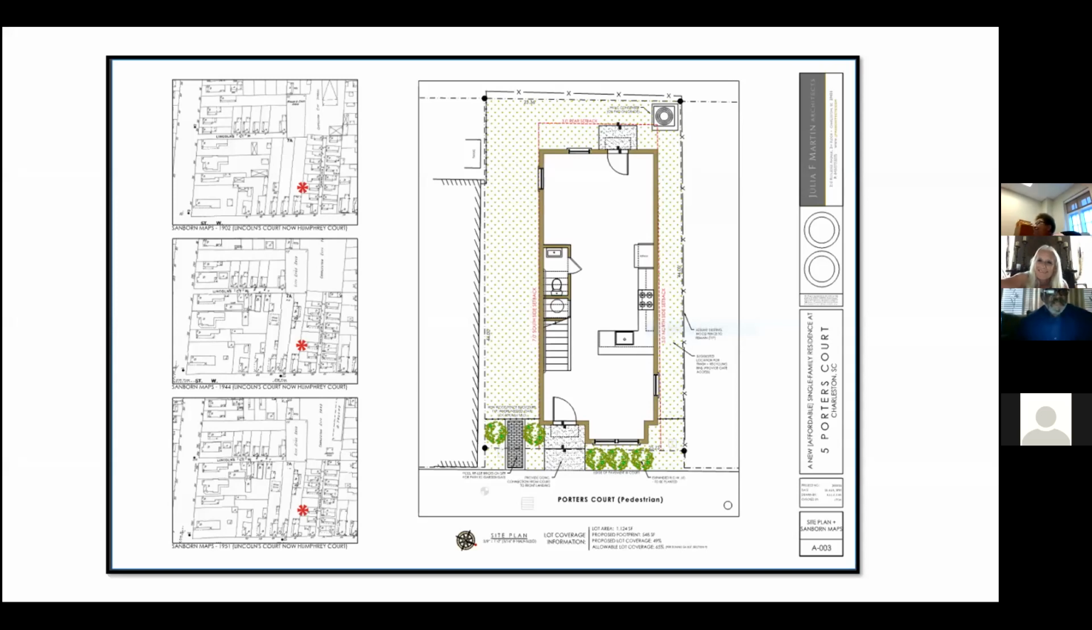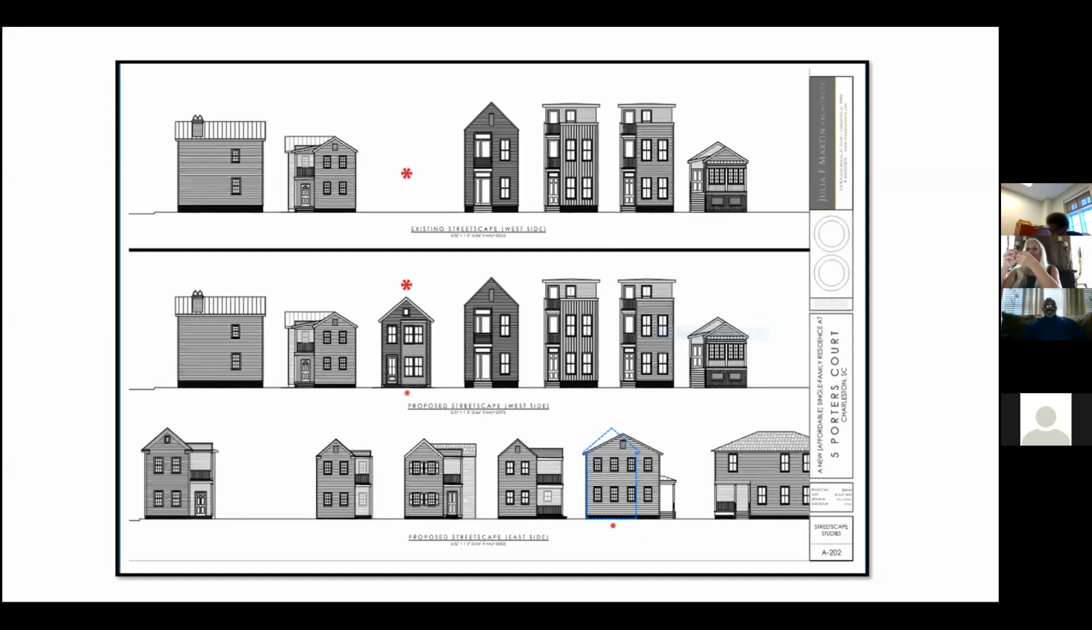I'm sorry, my Wi-Fi went out for a second. How do you vote? I vote yes. Okay, so it's unanimous. Good. So the application is unanimously approved. Thank you very much.